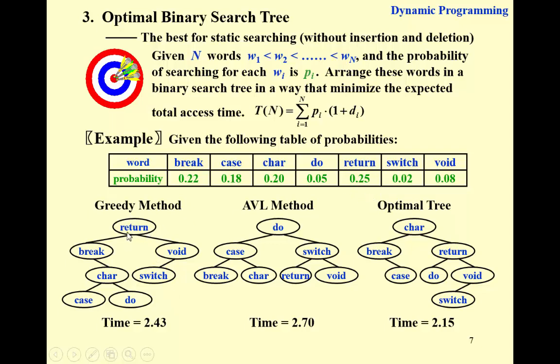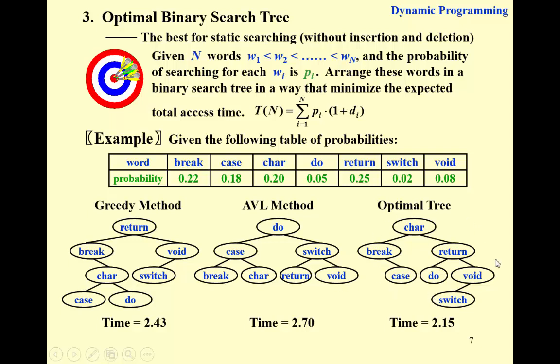However, since we have to maintain a binary search tree, some of the keywords with relatively larger probability will have to be stored in a deeper position. And therefore, the overall performance is not so good. And the AVL tree is worse because it only considered the height of the tree, but totally ignored the probability. And therefore, the words with larger probabilities like return and break are pushed down to the deepest position. And that's why it's so bad.